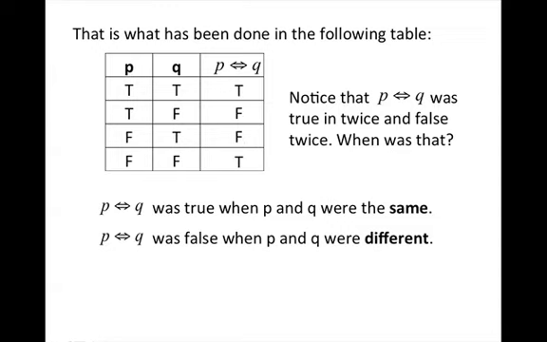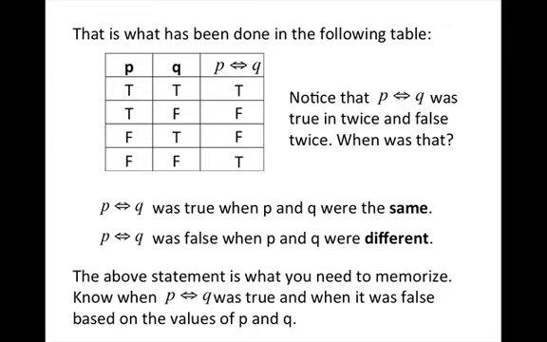That's the trick I want you to learn. Rather than relying on the formal definition and having to find each implication, let's just compare the P and the Q. So you want to know when the biconditional P if and only if Q was true and when it was false based on the values of P and Q. And as we said, if P and Q have the same truth value, then the biconditional is true. If P and Q have opposite truth values, the biconditional is false.